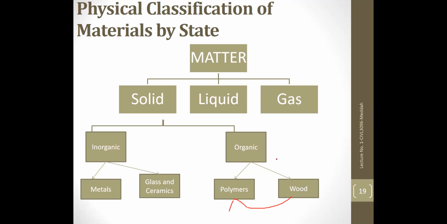Organic because it has carbon in its composition, or it could be in the inorganic state or inorganic composition. And this case is mostly for, of course, metals because they are not organic materials. They are composed of metallic elements. And for glass and ceramic materials, they are also non-organic materials.